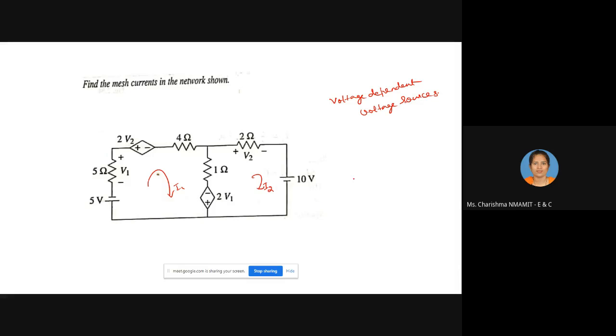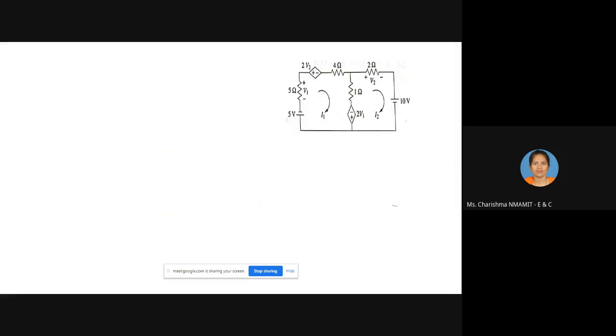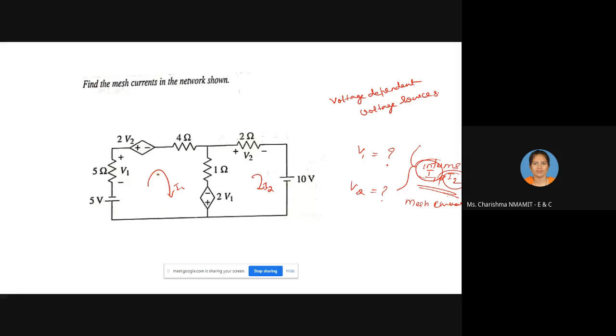So now let us first find out, we have two variables here other than I1 and I2. We need to find out what is V1 and what is V2 in terms of I1 and I2, because I1 and I2 are the mesh currents. So we should have only these two variables in the equation so that we can solve those. So first we'll find out what is V1 and V2.